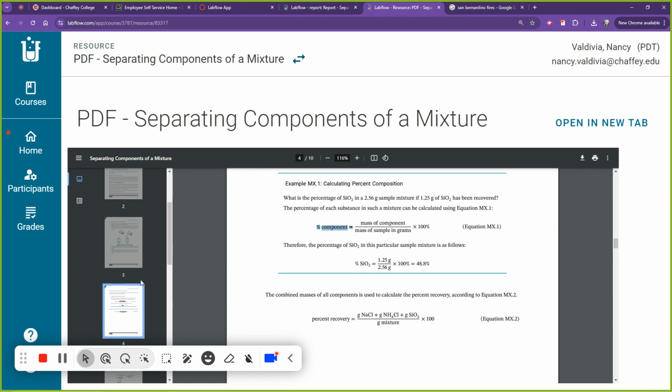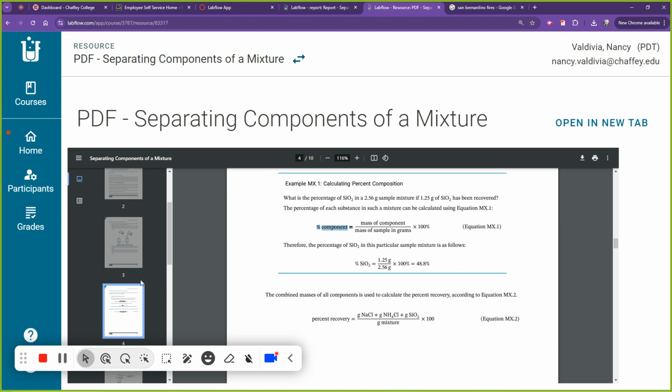Okay, so this is telling us that we need the mass of the component, which is the NH4Cl, divided by the mass in sample in grams. The mass of the sample. And times 100. Another way that I like to remember these kind of equations is saying it's the part divided by the whole. So the smaller amount, or the part, doesn't always have to be smaller, but the part divided by the whole.